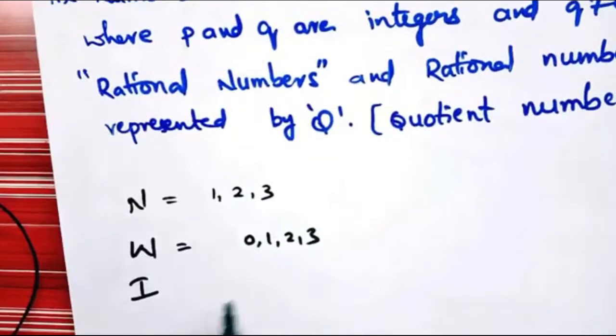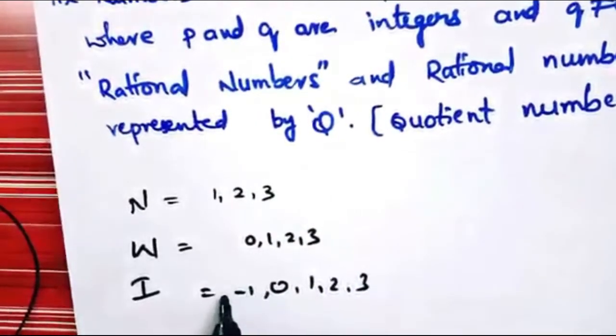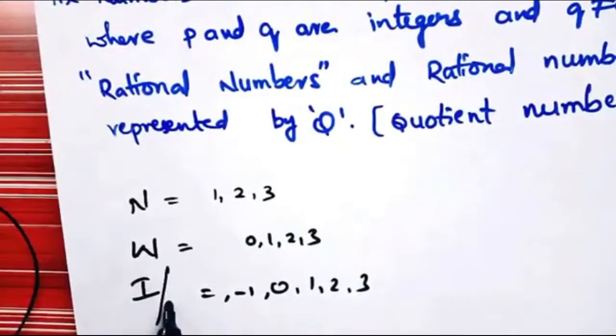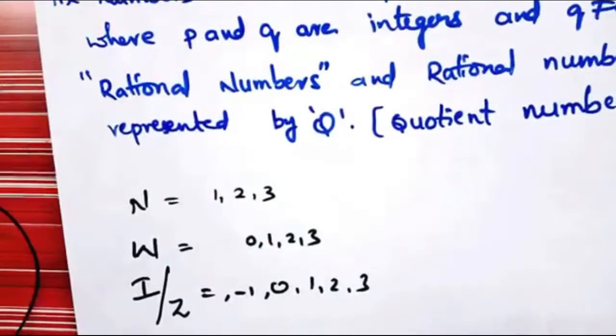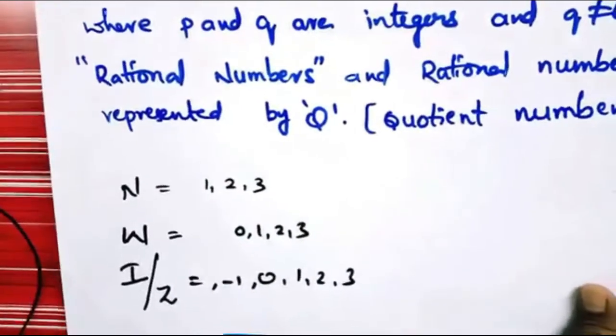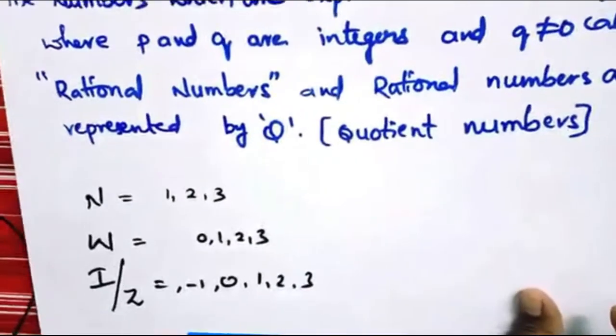W. And the whole numbers with the negative numbers are called integers. They are represented by the capital letter Z. So already we discussed these numbers in grade 7. Now in grade 8 they will introduce the rational numbers.